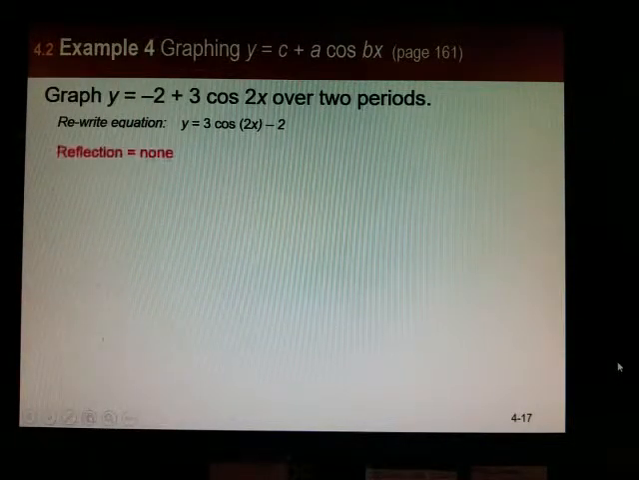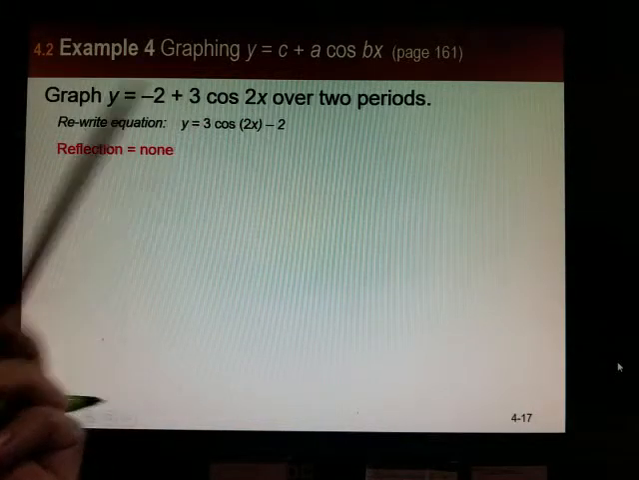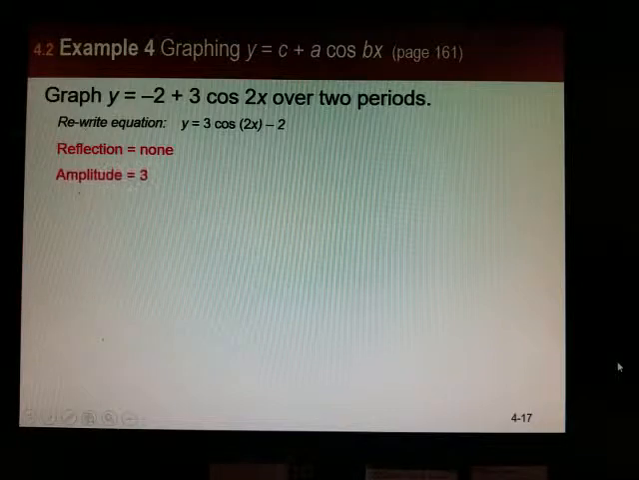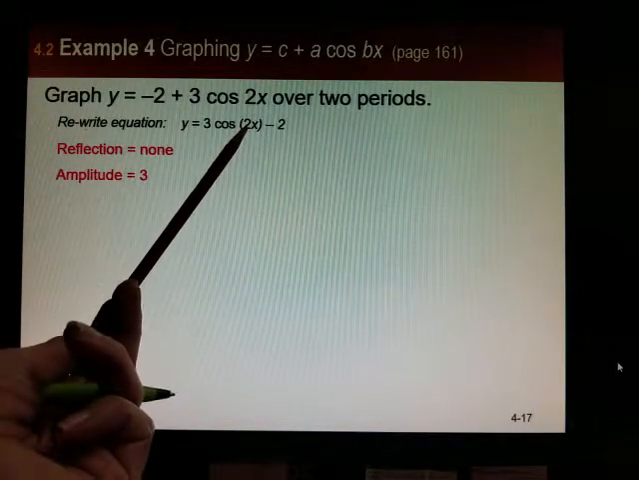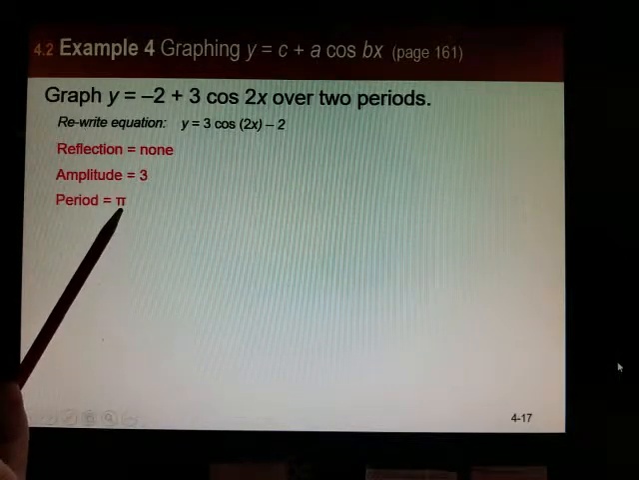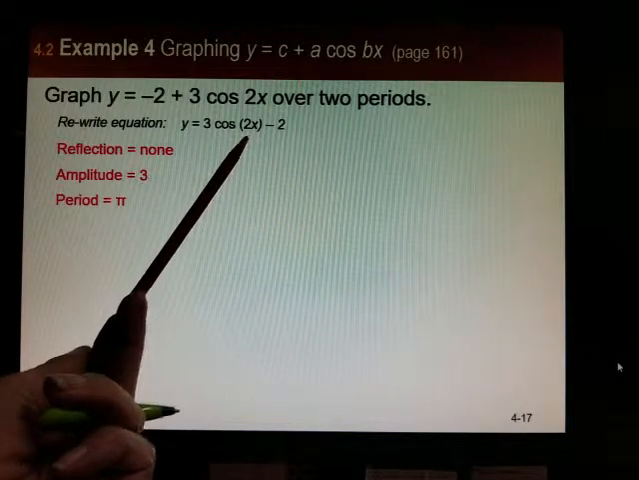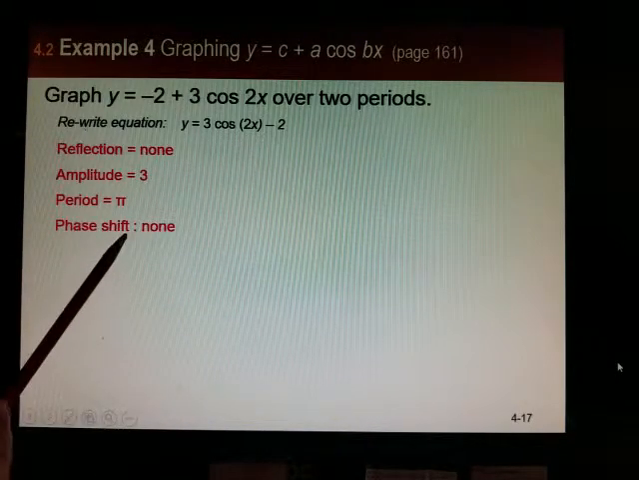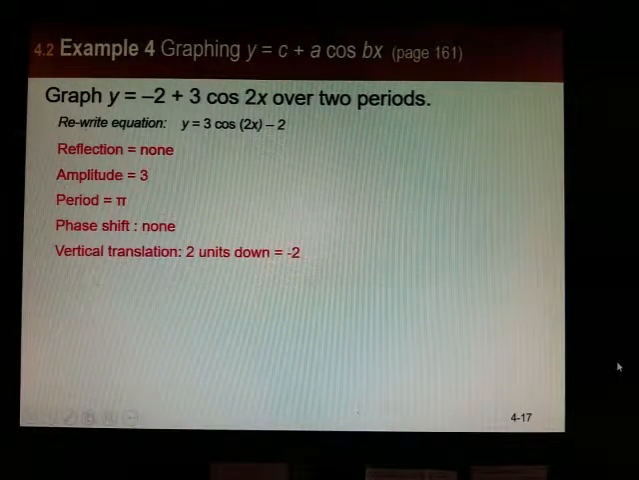All right, so I am going to look for reflections. I don't have one. I don't have a negative x. I don't have a negative coefficient. Amplitude, that'd be the opposite value of 3. The period, 2 pi divided by 2, so it's pi units long. The phase shift, it doesn't have one, because if I set 2x equal to 0, x is 0, so no phase shift. But we do have a vertical shift, and hopefully you're thinking down 2. So the vertical shift is down 2.